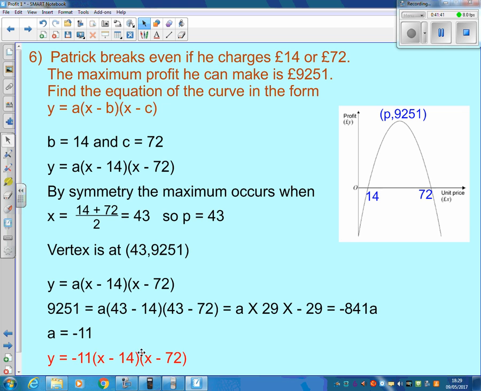So our equation becomes y equals, and instead of the a, I put minus 11, times x minus 14, times x minus 72, and I've written it in the right form. Okay, good luck in the exam.